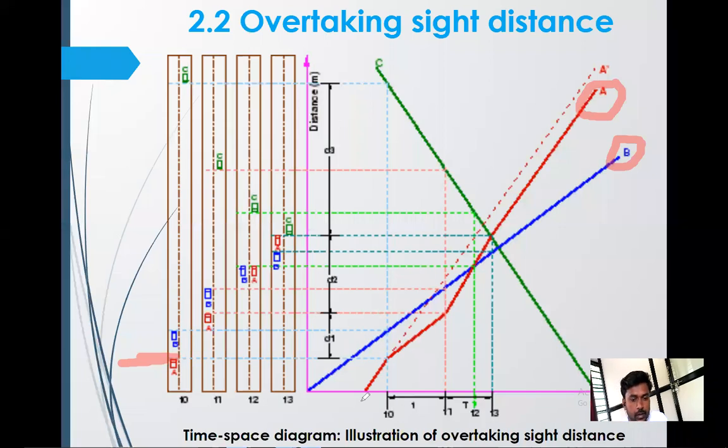Please see here, I will repeat. The first time period is t0. That is the initial time. Okay, t0 is what? The initial time.